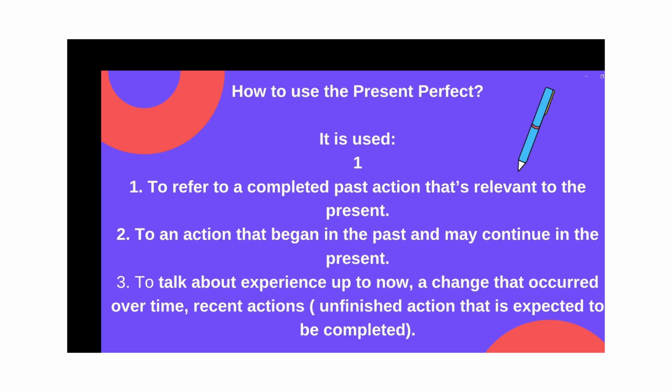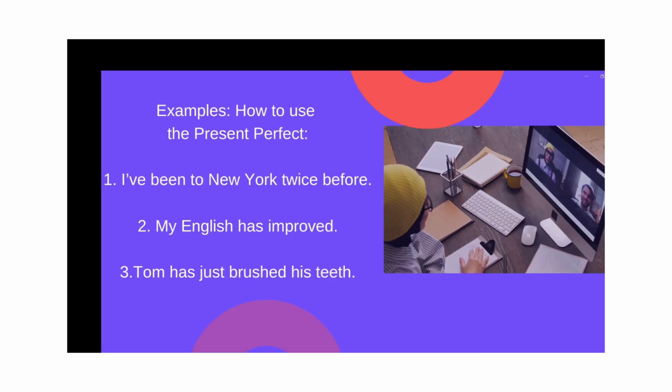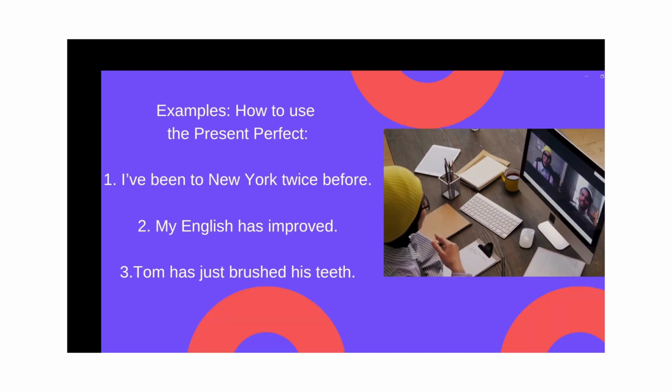How to use the present perfect? First of all, it is used to refer to a completed past action that's relevant to the present. Second, to an action that began in the past and may continue in the present. And third, to talk about experience up to now, a change that occurred over time, recent actions, unfinished action that is expected to be completed. Let's look at example sentences. I've been to New York twice before. My English has improved. Tom has just brushed his teeth.